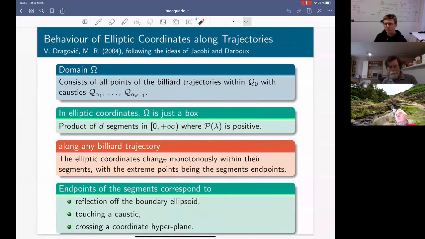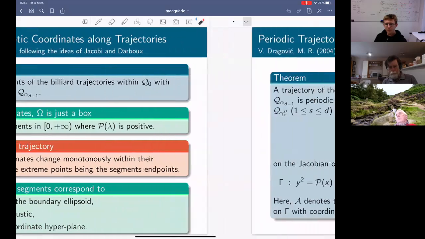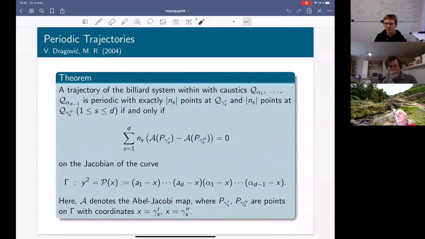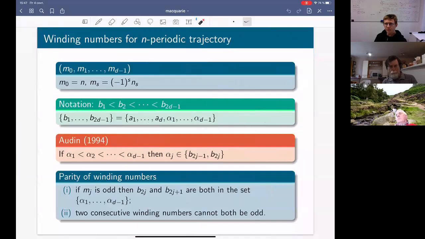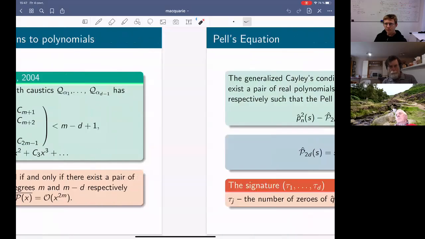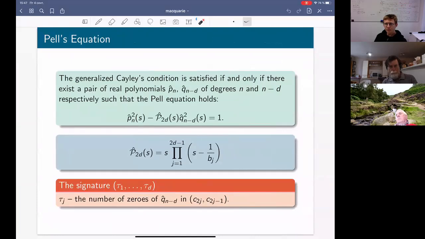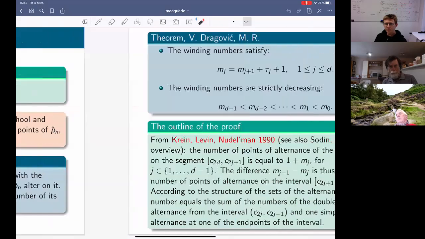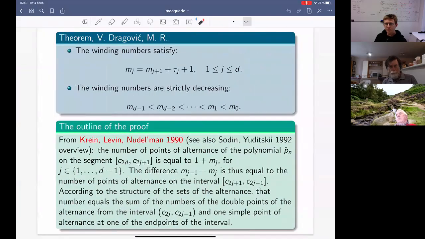For the analysis, maybe I will skip this. Maybe I will just finish by showing that we proved this monotonicity of the corresponding winding numbers in the higher dimensional case using the generalization of the theory of Chebyshev polynomials by Krein, Levin, and Nudelman from the end of the 20th century.